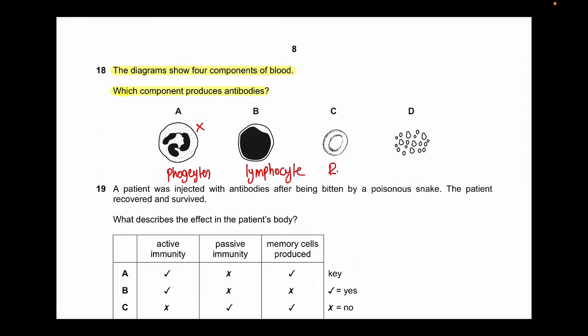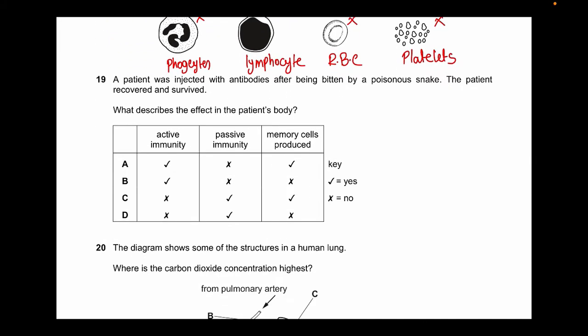This is red blood cell. This is platelets. So lymphocyte produces antibodies. Red blood cell and platelets do not produce antibodies.